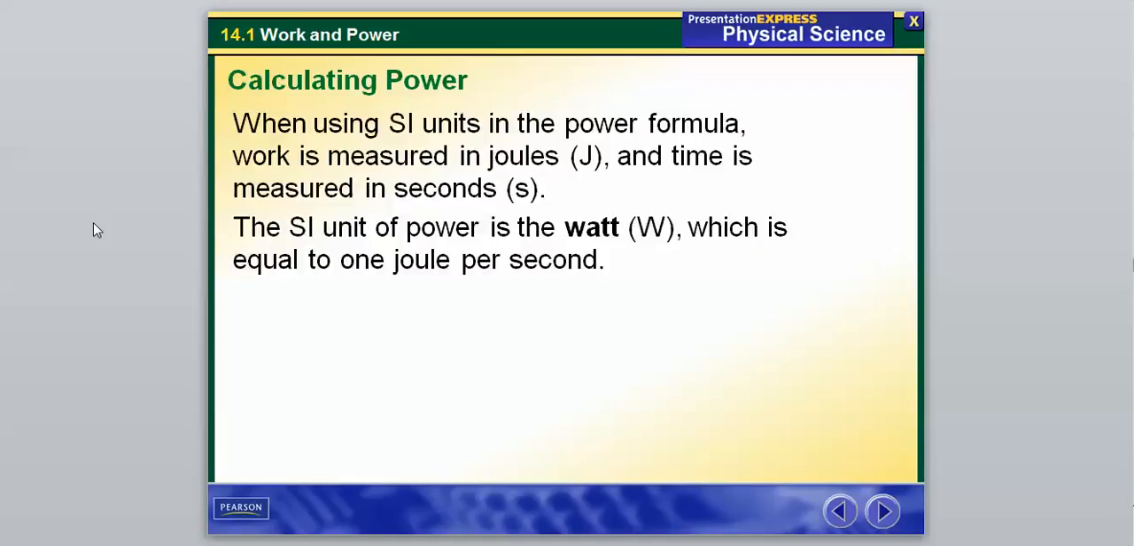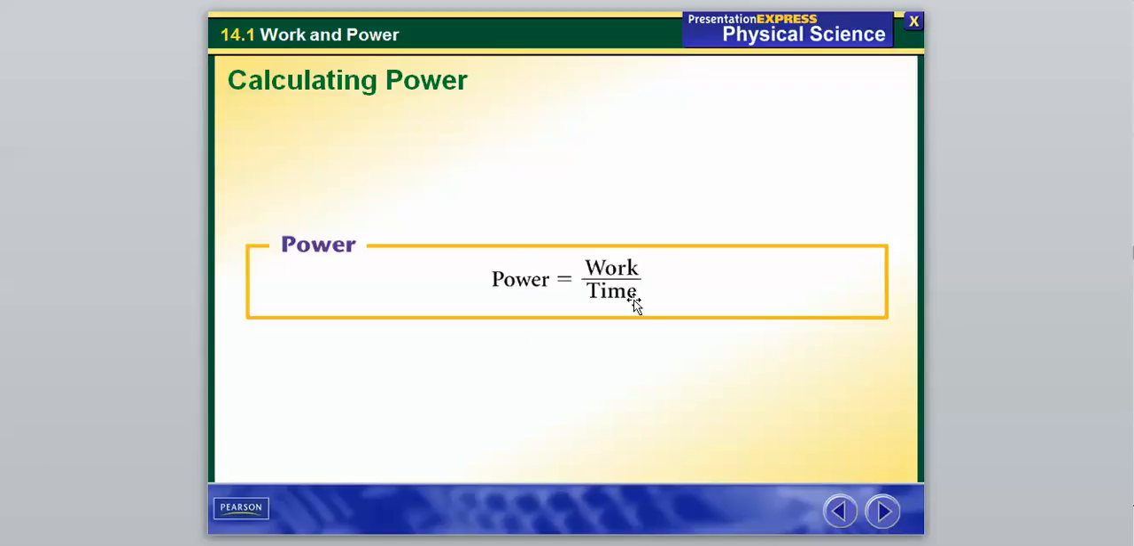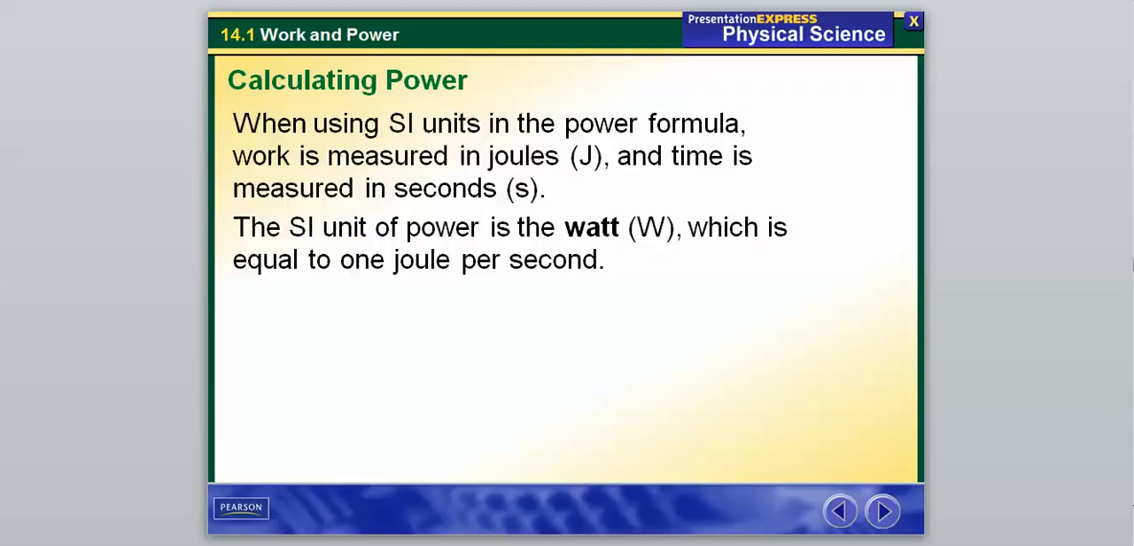So when using SI units in the power formula, remember work is measured in joules, so that's our new one, and time is measured in seconds, which we should know. And then our SI unit for power is going to be the watt, W-A-T-T, and that is equal to 1 joule per second, which makes perfect sense when we divide work over time, the joule over the second, and that gives us our power, the watt. So we're going to talk about here towards the end where the watt actually came from, because it actually is named after someone. So just keep that in mind. The SI unit of power is the watt.